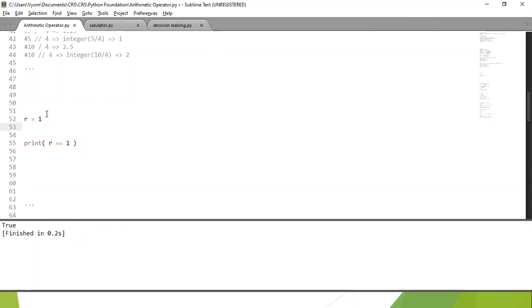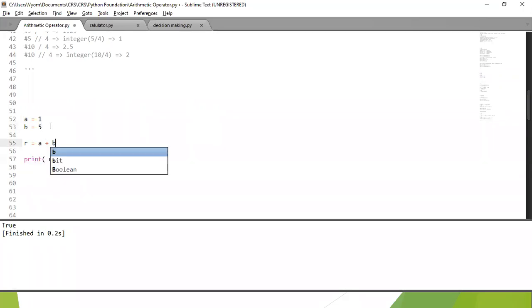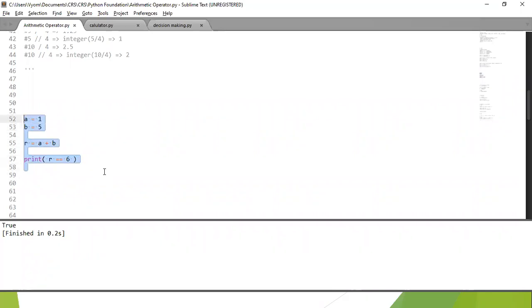Or let's say if you do this, B and A. Now I'm trying to make it a little more complex, but this will make more sense. R equals A plus B. So what is A plus B? A plus B is 6. And when you do the comparison over here, you will get true. Clear? Is it clear, guys?